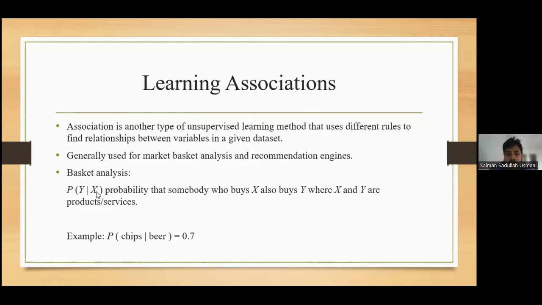Similarly, this is basket analysis, where there is a probability that somebody who buys X also buys Y, where X and Y are products or services. If you buy beer, they will suggest you buy chips also. Here the probability may be 0.7, because not everyone buys chips with beer, but it gives some probability. So this is association learning. For those who have watched Family Man season 1, they will suggest you watch Family Man season 2 also. That's how the association learning algorithm works.